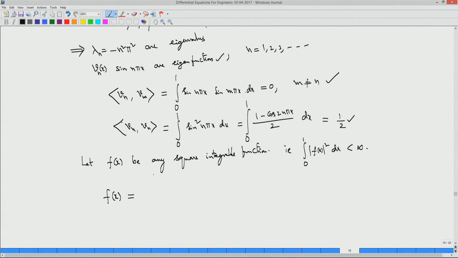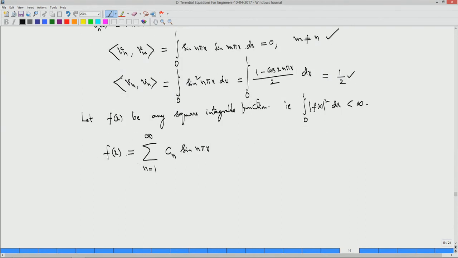So, what is a linear combination? You have infinitely many eigenfunctions. So, a linear combination is with some arbitrary constants Cn sin n pi x, with n from 1 to infinity. So, this is the meaning. So, f(x) I can write like this. Okay. Now, how do I find my Cn? I can write it like this, but I still do not know what my Cn is.